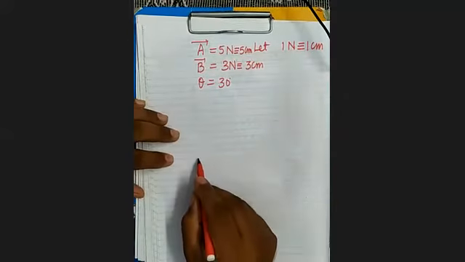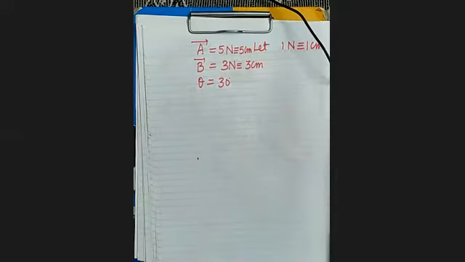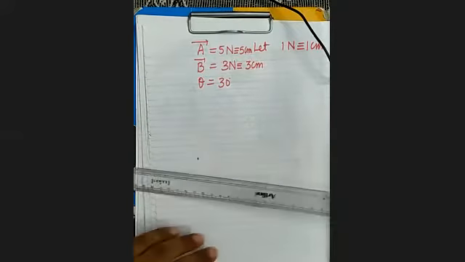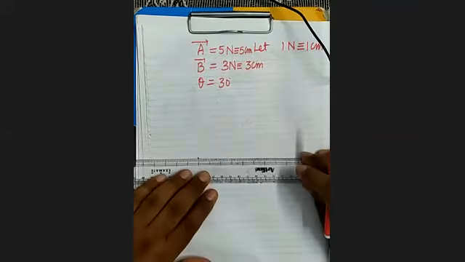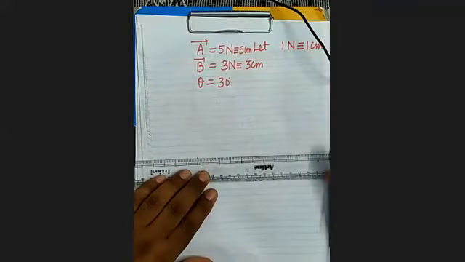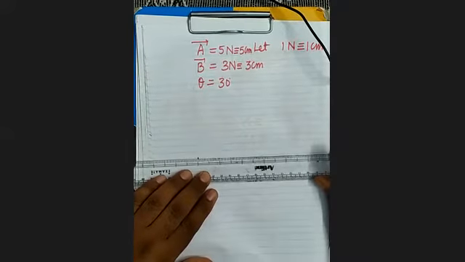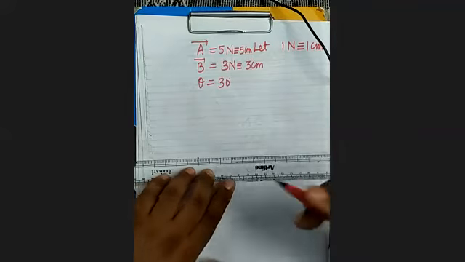You take this point and draw a line segment of 5 centimeter. We have drawn a line segment of 5 centimeter.